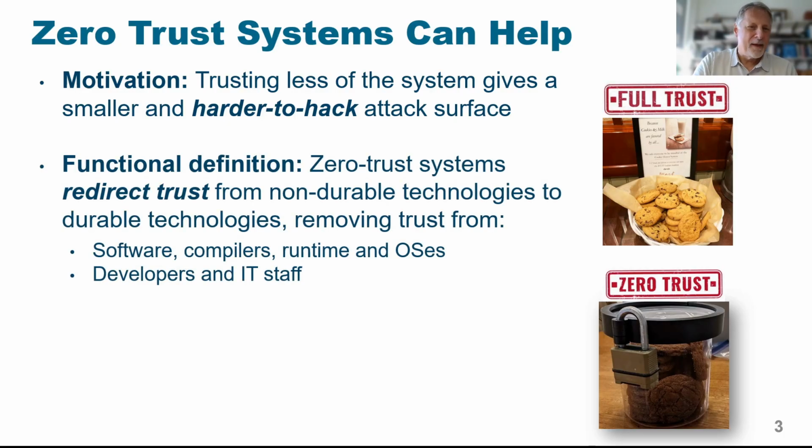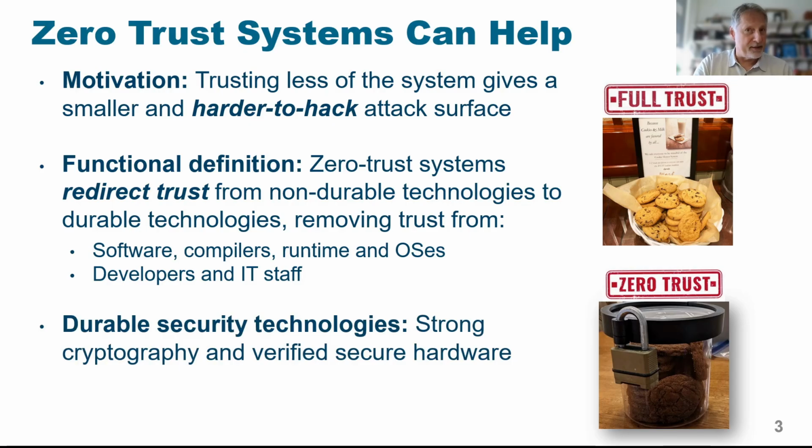The functional definition for a computer is such that with a zero trust system, we're redirecting trust away from non-durable technologies to more durable security technologies. So as we saw before, we want to move trust away from software, compilers, runtime, operating systems, and the people who deal with those things, developers and IT staff. So we want to move trust away from them. Where we want to concentrate our trust is into more secure technologies, such as strong cryptography and verified secure hardware. That's what Mojo-V does. And it very effectively eliminates trust with software and developers.